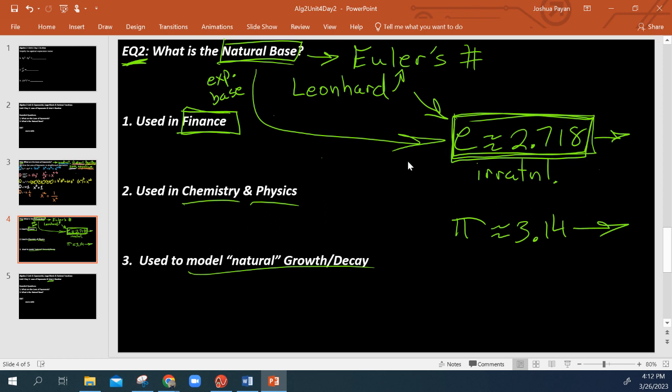You're going to see this number a lot in the future, and in this class, we're going to use it a whole bunch. Anytime you see a little e like that, know that it is synonymous with the natural exponential base or Euler's number, and it's about 2.718.